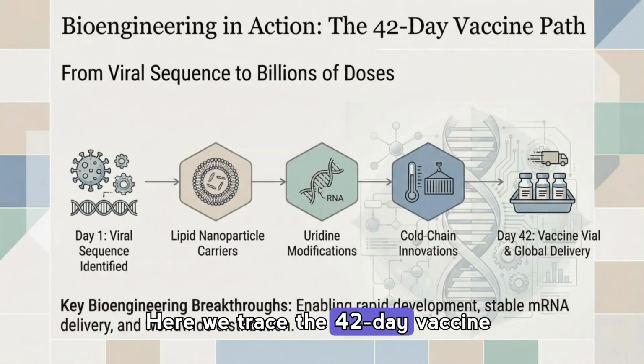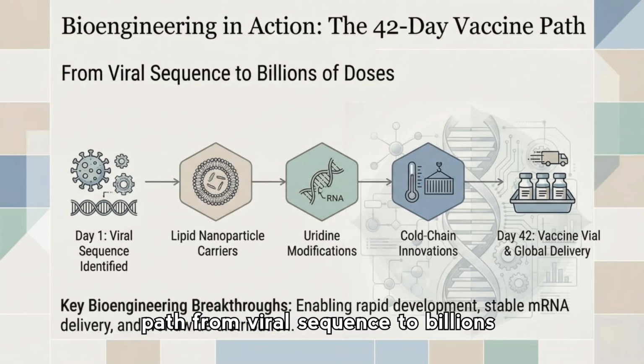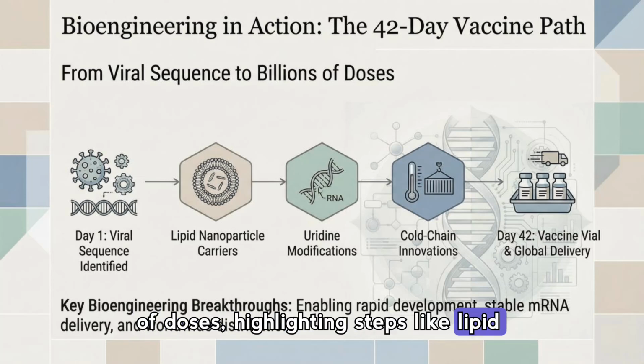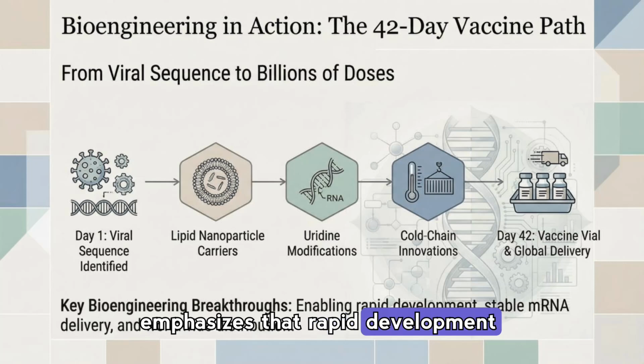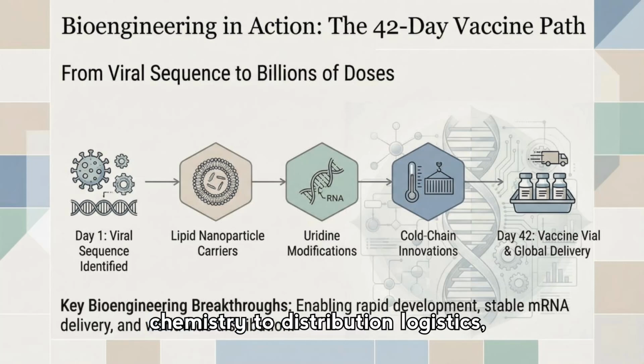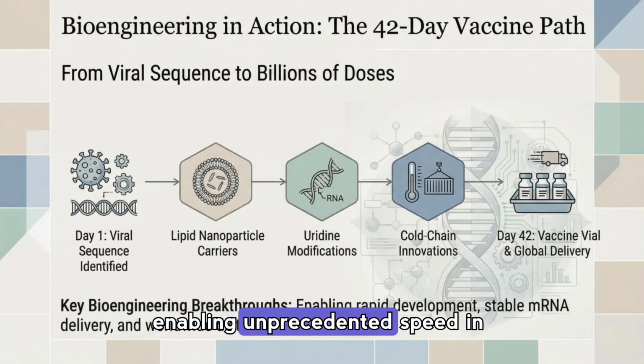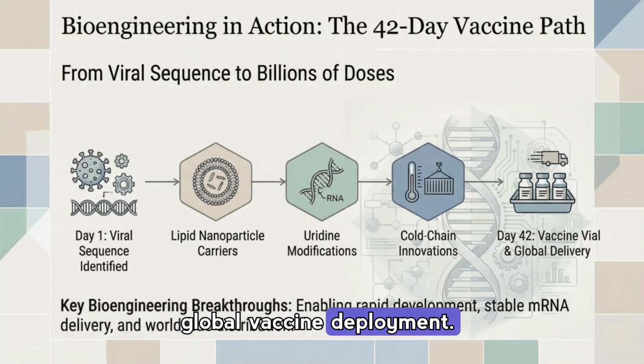Here we trace the 42-day vaccine path from viral sequence to billions of doses, highlighting steps like lipid nanoparticle delivery, mRNA modifications, and cold chain innovations. The timeline emphasizes that rapid development depends on a chain of engineering breakthroughs, from stable mRNA chemistry to distribution logistics, enabling unprecedented speed in global vaccine deployment.